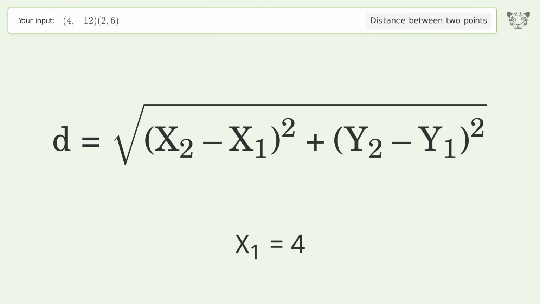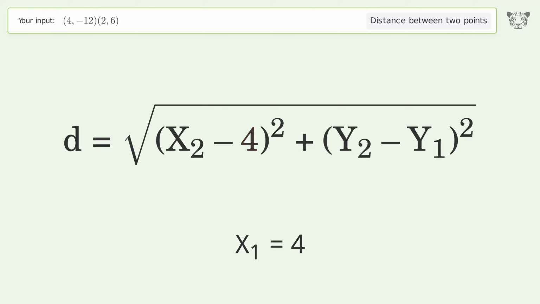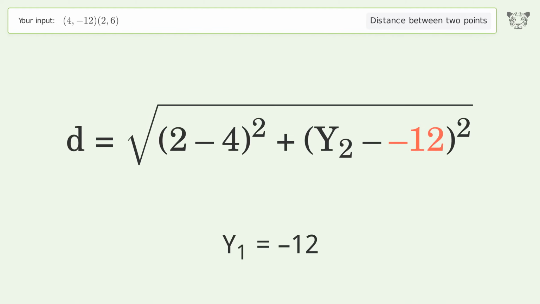x1 equals 4. x2 equals 2. y1 equals -12. y2 equals 6.